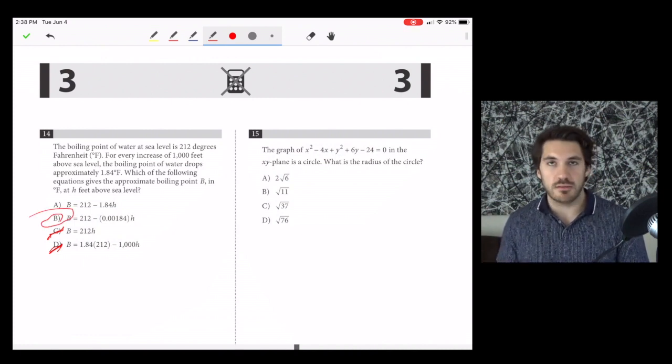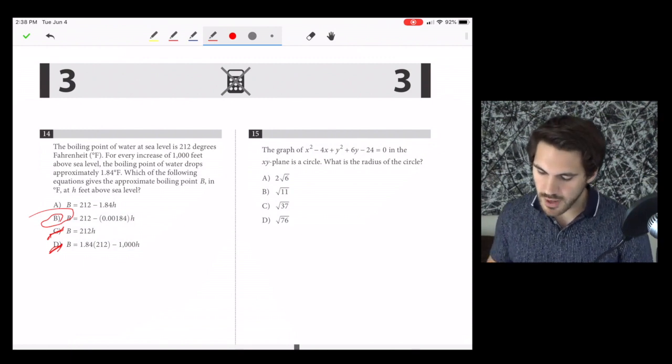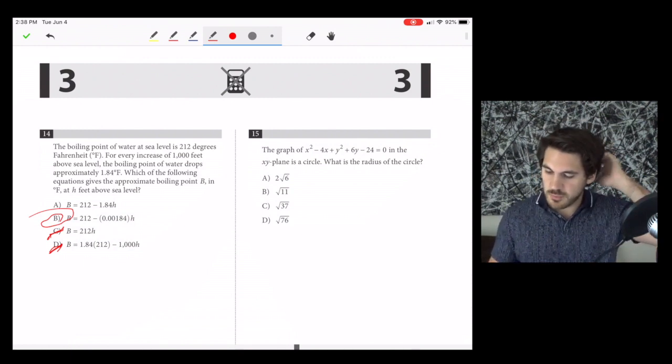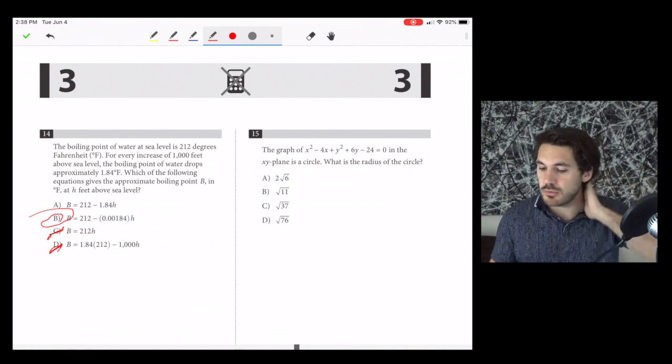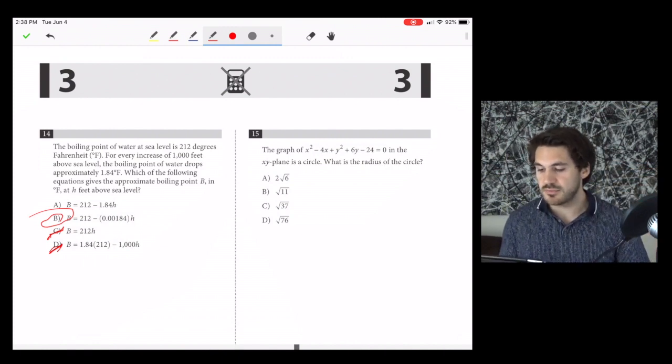15. Oh, 15 is a lovely question. The graph of x squared minus 4x plus y squared plus 6y minus 24 equals 0 in the xy plane is a circle. What is the radius of the circle?